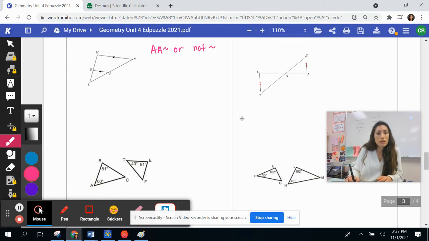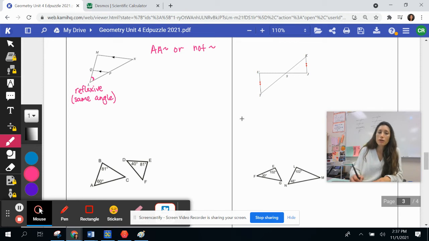Now, something that they both have in common is this angle L. That's a reflexive angle, which is the proper term for it. I call it the same angle. It is the same exact angle in this smaller triangle. Angle L is the same angle in this larger triangle as well.